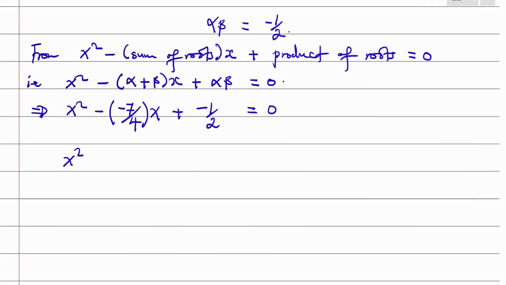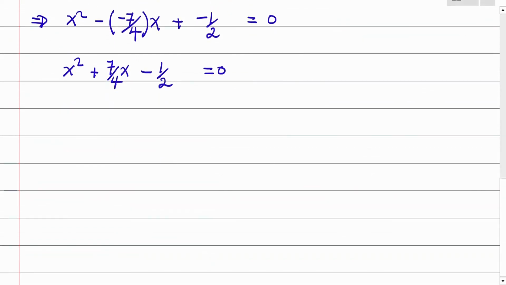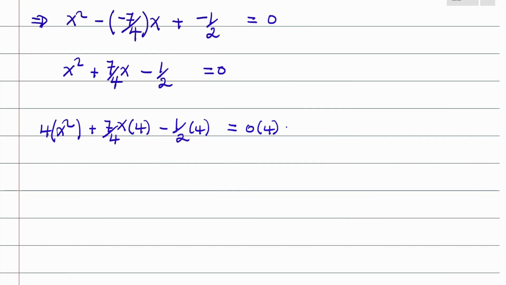Let's now simplify this. We have x squared, and negative times negative gives a plus 7/4 x minus 1/2 equals 0. Here we can simplify by eliminating the denominator. We multiply by 4, since it's the LCM, on both sides, everywhere. So we have 4 into x squared plus 7/4 x multiplied by 4 minus 1/2 multiplied by 4 equals 0 multiplied by 4. So here we have 4x squared plus 7x minus 2 equals 0.